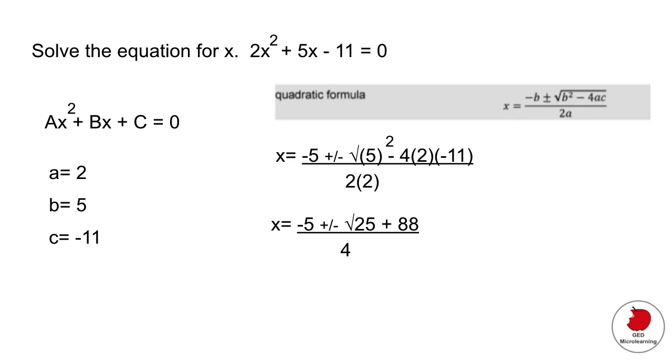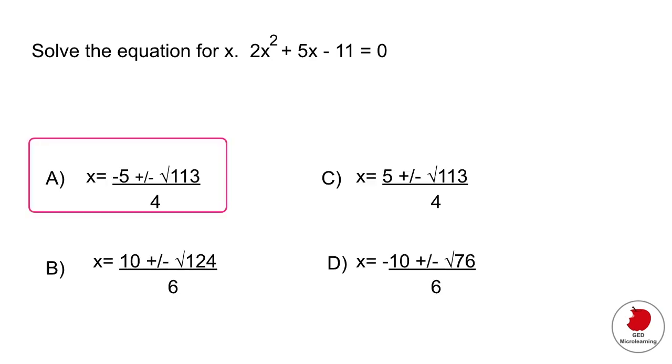Okay, so there you have it. And then in the bottom, we have 2 multiplied by 2 would give us 4. All right, so all you have to do now is kind of simplify it a little bit more. So we would add 25 plus 88. That gives us 113. So that's the final formula. And if you go back to the answer options, that would be option A.